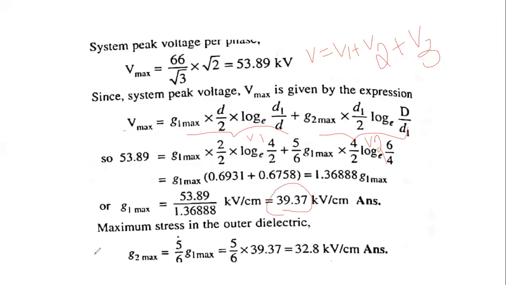Similarly we calculate the G2 max. What is the formula for G2 max? Therefore G2 max is equal to D1 by D into G1 max. Then we obtain the G2 max value, that is equal to 32.8 kilovolts per centimeter.